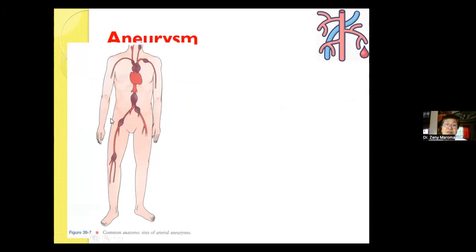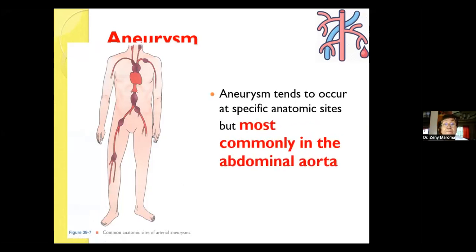So, ito ang size, no? Pwede dito sa ascending aorta, okay, then subclavian, and then thoracic aorta or abdominal aortic aneurysm, or pwede rin dito sa may iliac artery. Basta doon sa area na walang muscle support. Pwede, any part of the brain, cerebral aneurysm. Pero aneurysm tends to occur at specific anatomic site, but most commonly, abdominal aorta.